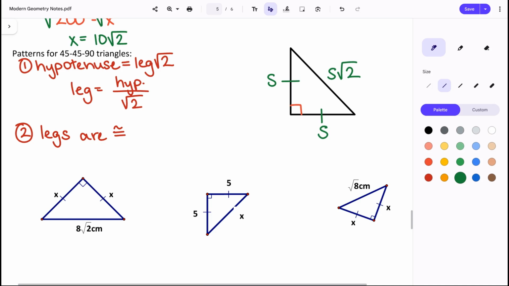Okay, so let's take a look at this first example down here. I'm going to put an S on the two legs, which would be these sides that are labeled with an X, and then this is going to be my S square root of 2 side, my hypotenuse. Okay, talk to me about what you're thinking here. How would you figure out how much X is? Okay, tell me how you got to just 8.